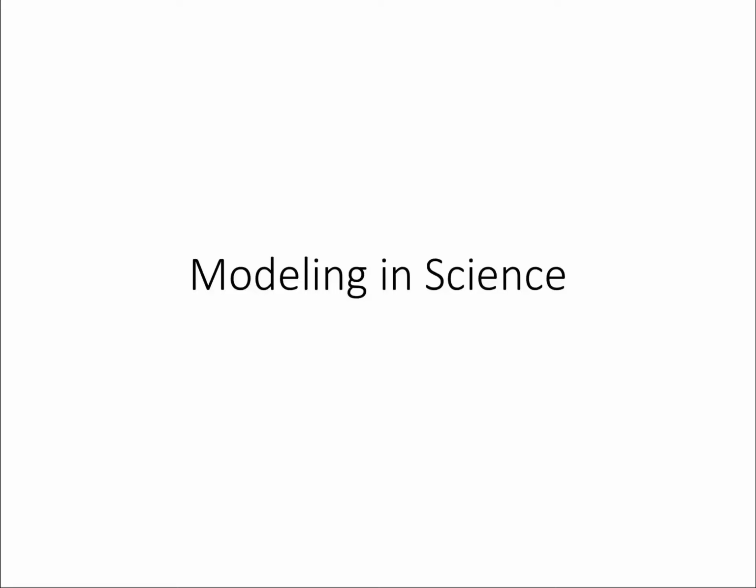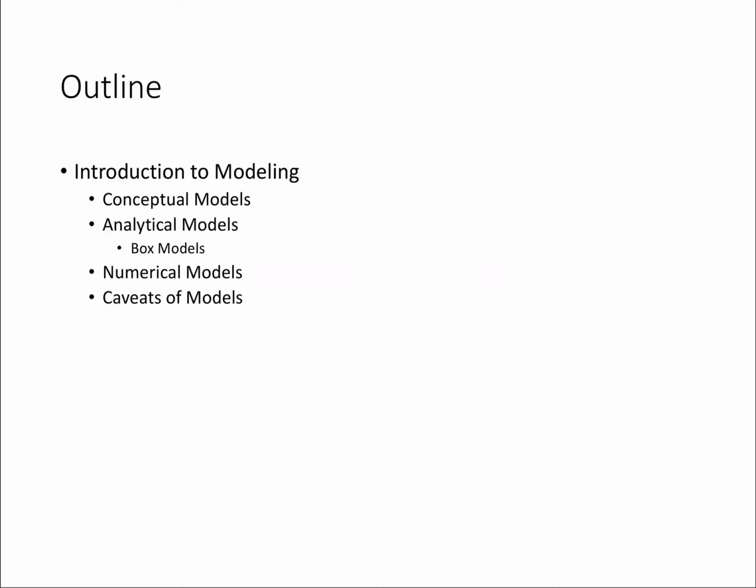Today, in this lecture, I'm going to be talking about modeling in science. What are models? What are some types of models? And what are some caveats and assumptions that we have when we're working with models? So first, a little outline of what we're going to talk about. I'm talking about generally what modeling is, and then the basis of three common types of models. These are the three basic types of models you'll see throughout science, and then we'll talk about the caveats and assumptions.